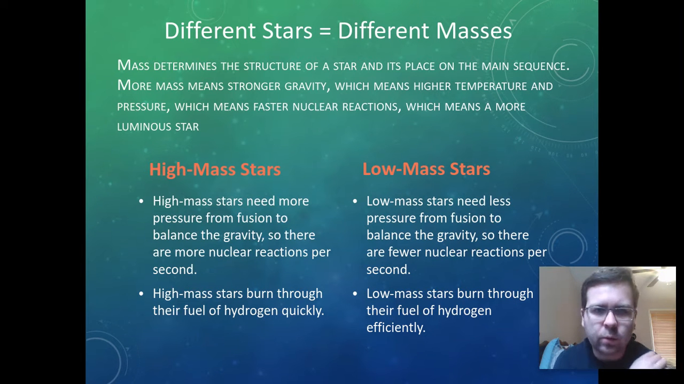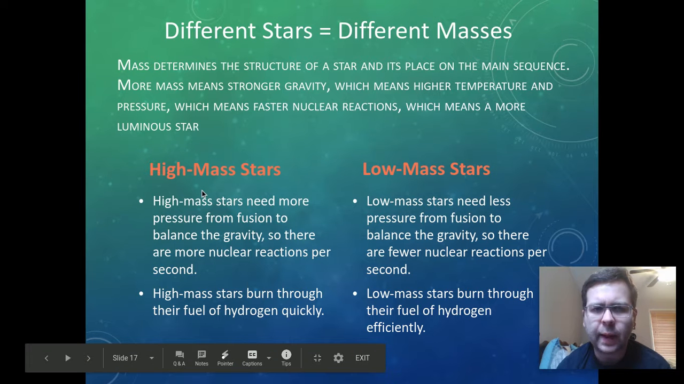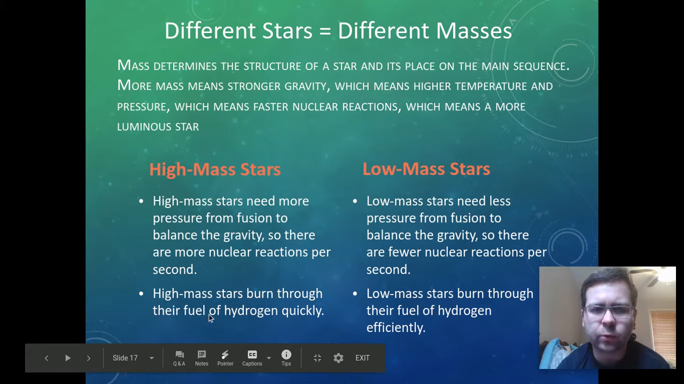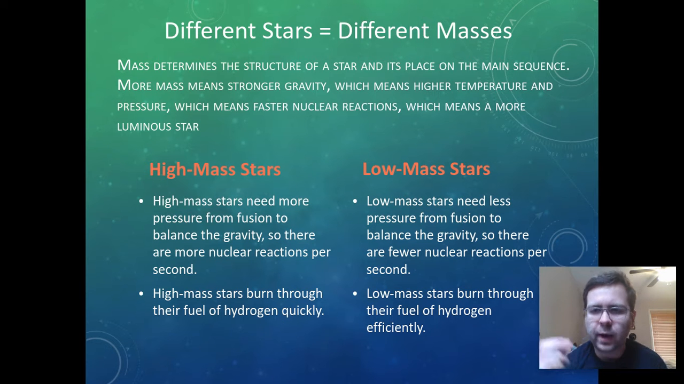Okay, so there's an important distinction here that comes up now. Since it's just the mass that determines everything about the star, and the higher mass stars are going to be having more and more nuclear fusion reactions, that means that high mass stars are going to burn through their fuel of hydrogen really quickly. Remember, stars fuse hydrogen atoms, two hydrogen atoms fuse together to make helium. That's what stars are producing.